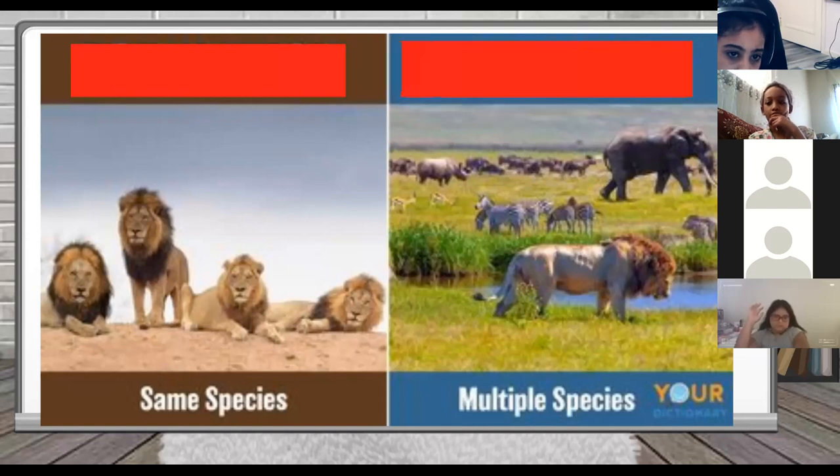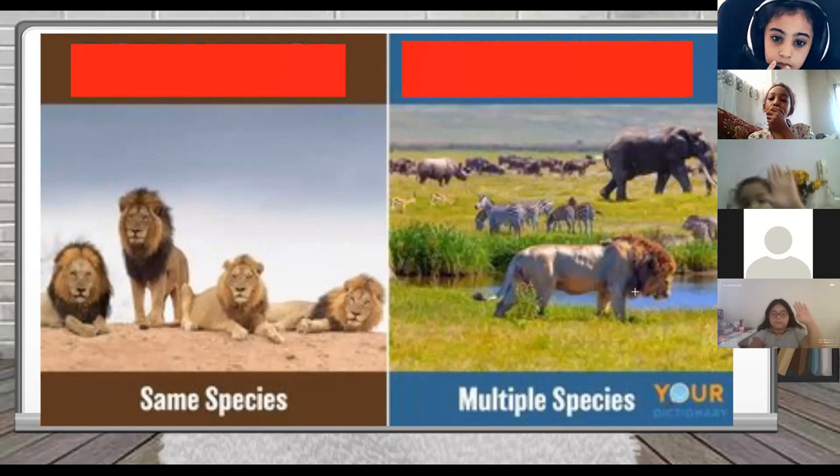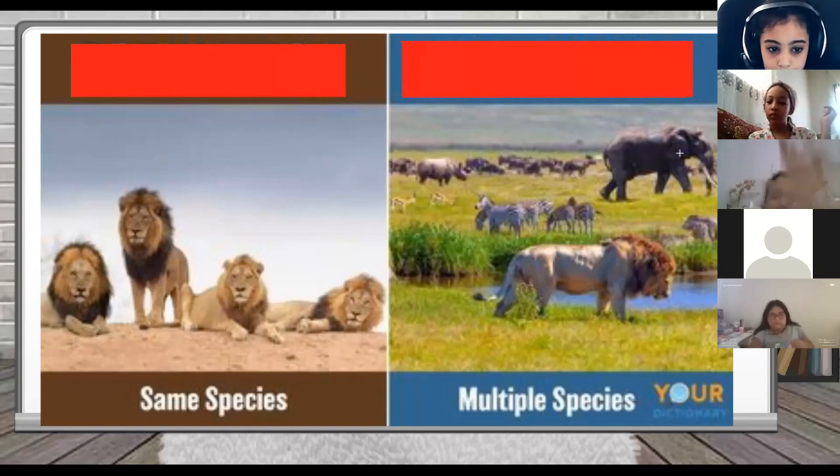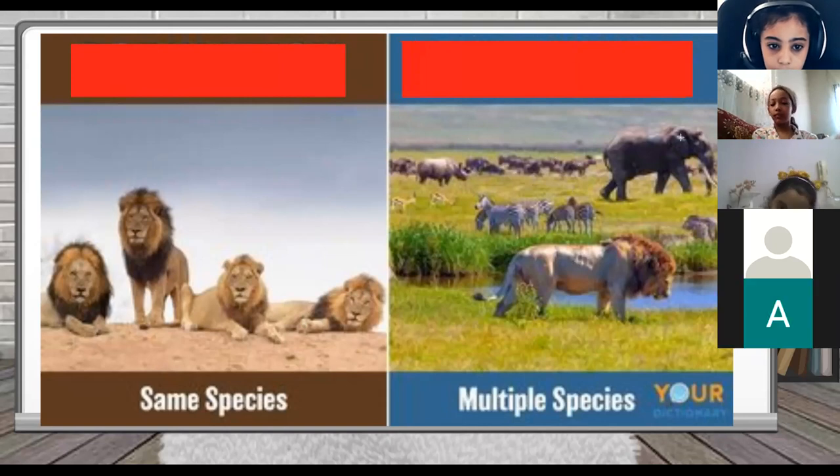All right, now if I have the same group of animals, like a group of lions, what do I call this group of lions, Jayda? Population. Populations, excellent. Dori, what about different kinds of animals in one place, in one group? Community. A community. Excellent.